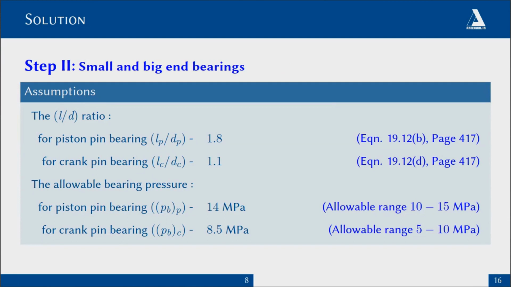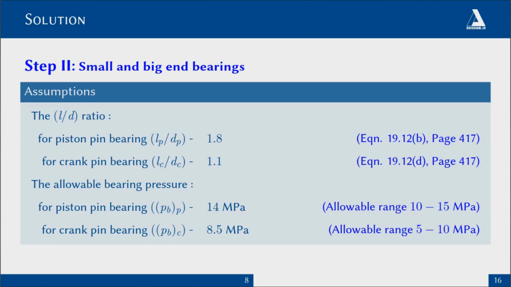In the second step, we determine the dimensions of the small and big end bearings. The assumptions that we make in this step are: the L by D ratio for the piston pin bearing is 1.8. This is obtained from equation 19.12b on page number 417. The L by D ratio for the crank pin bearing is 1.1. This is from equation 19.12d on page number 417.